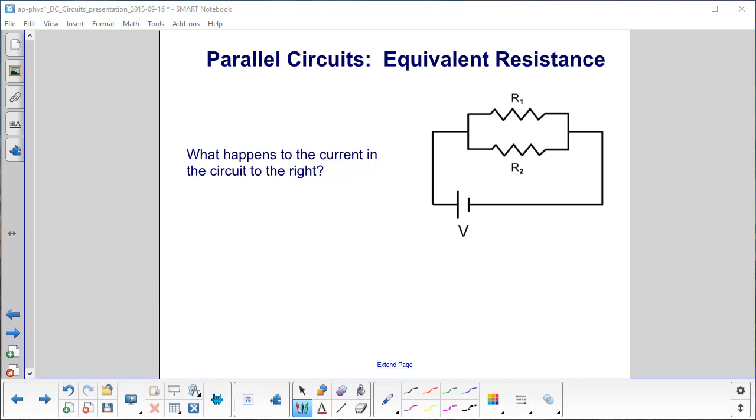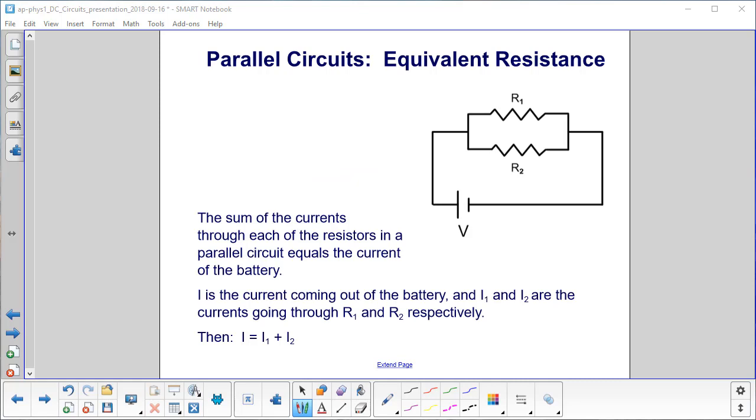What happens to the current in the circuit to the right? The sum of the currents through each of the resistors equals the current in the battery. Let's see why that makes sense.